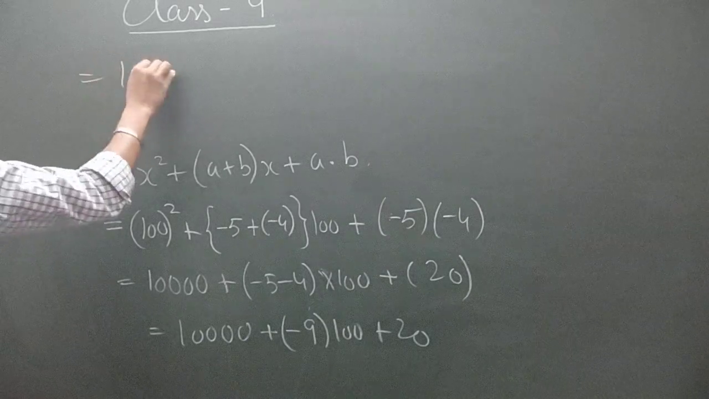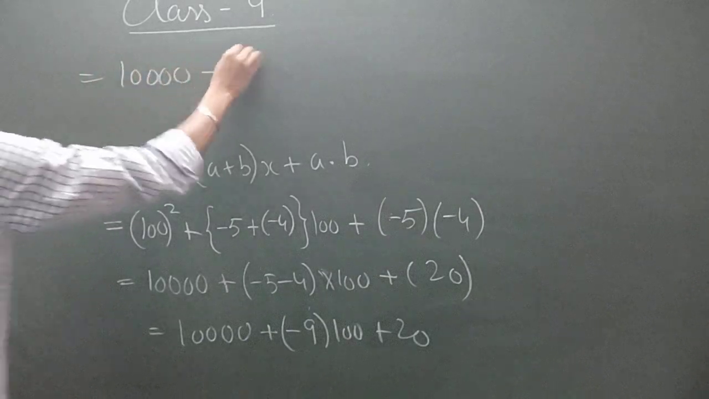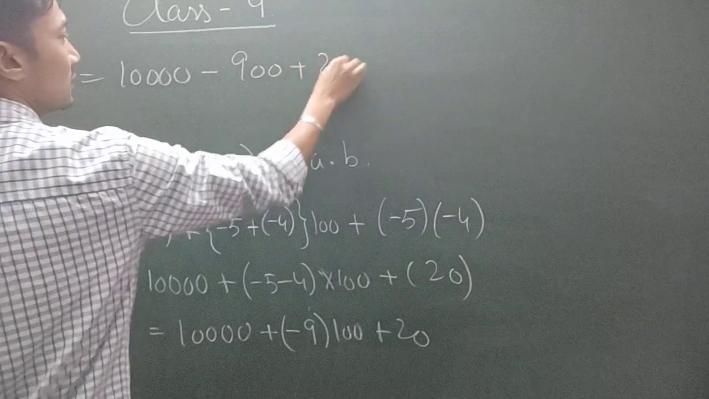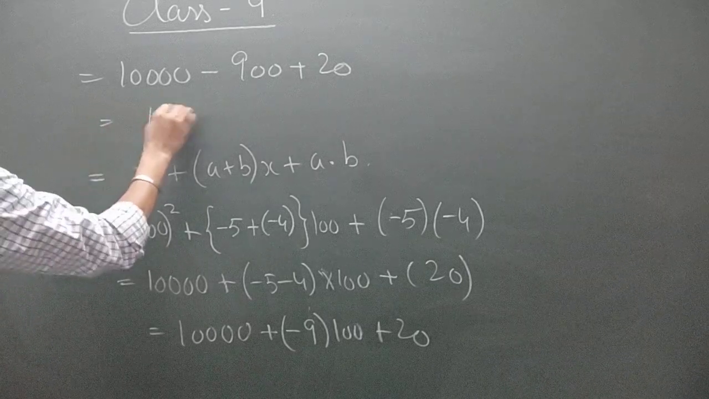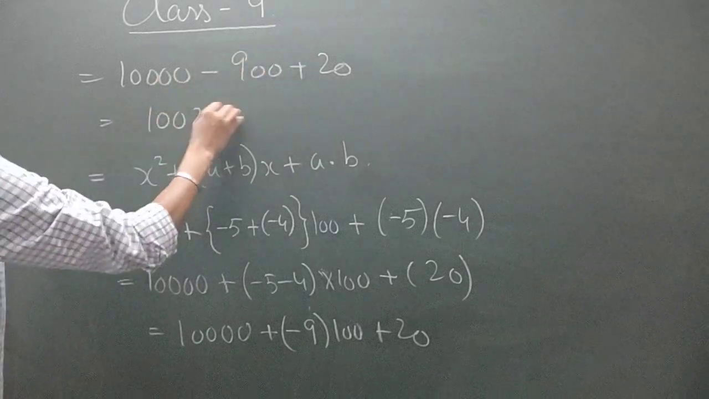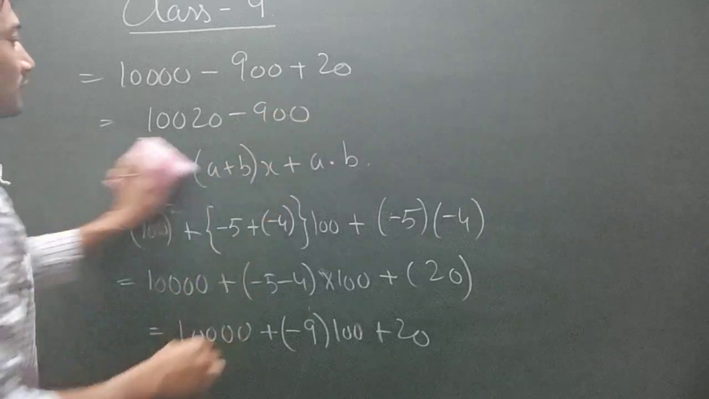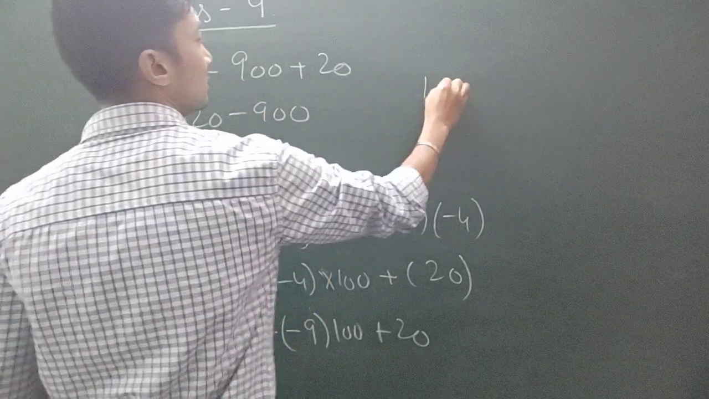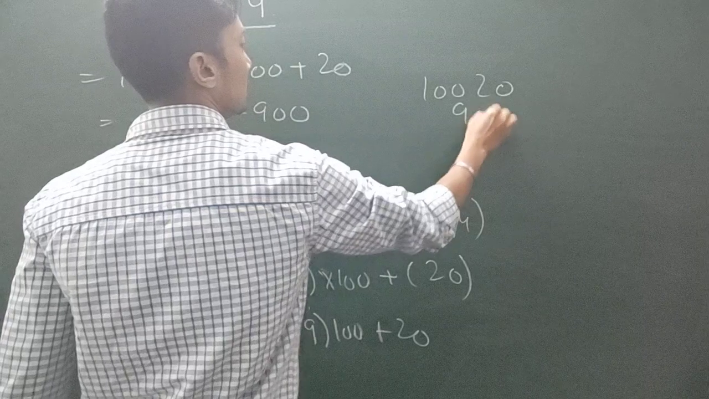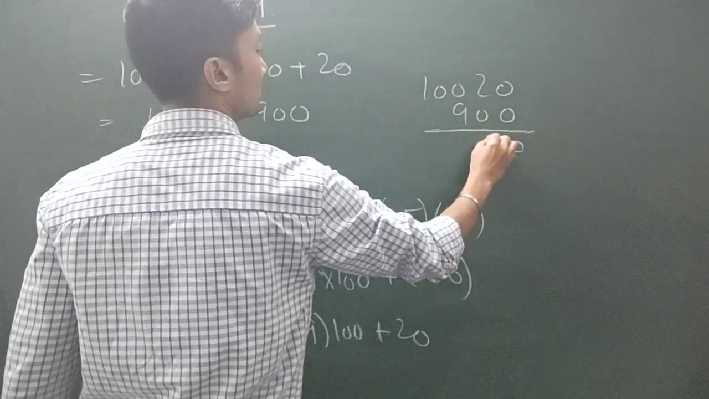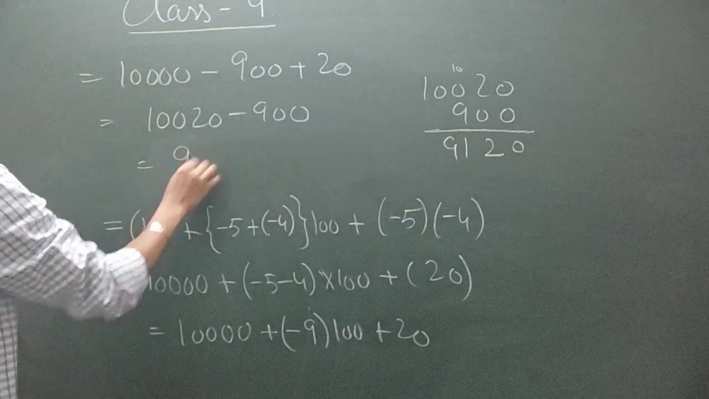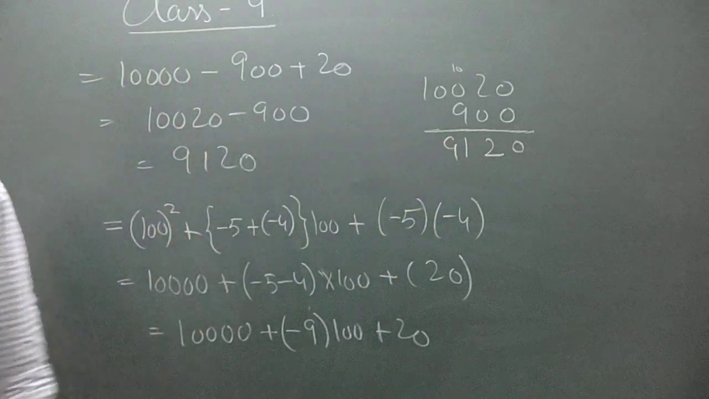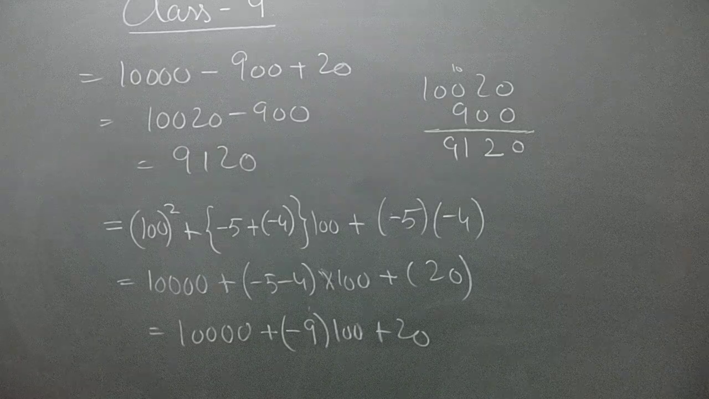So it's like 1, 2, 3, 4 minus 900 plus 20. So if we add this 1, 0, 0, this first and last minus 900, so we can just subtract this. 1, 0, 0, 2, 0, 900, so that will be 9120.